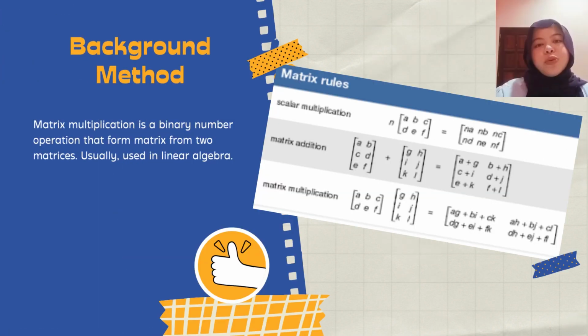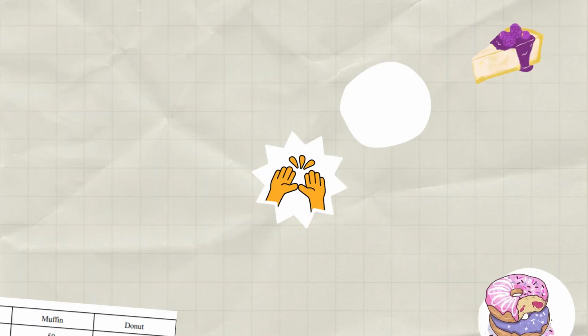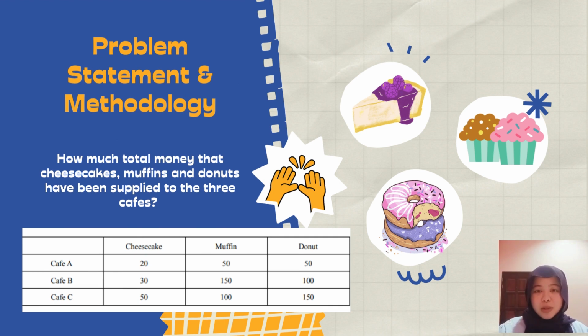Second, we will move to the background method of the matrix. Matrix multiplication is a binary operation that produces a matrix from two matrices. It is normally used in linear algebra. Move to the next part. Let's take a look at the problem statement and the methodology.